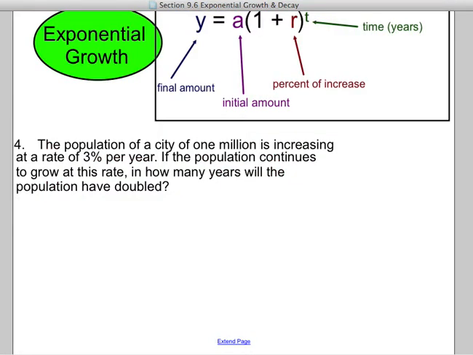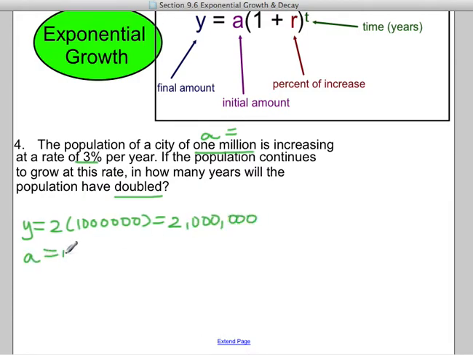All right, example 4, same idea, it's an exponential growth. So the population of a city of 1 million is increasing at a rate of 3% per year. So population 1 million, that's my A, increasing 3%. Okay, so if the population continues to grow at this rate, in how many years will the population have doubled? Well, our final amount, we want to know what doubles. So we would take 2 times 1 million, which will give me 2 million. So my y is 2 million.